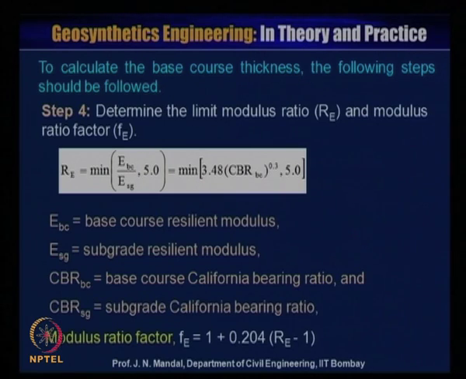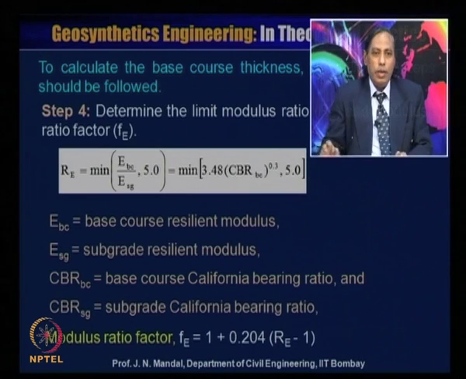Now, to calculate the base course thickness, the following steps should be followed. Step 4: Determine the limit modulus ratio, RE, and the modulus ratio factor Fe. RE is the minimum of E_BC by E_SG, and 5.0, which is equal to the minimum of 3.48 CBR_BC to the power 0.3, and 5.0. E_BC is the base course resilient modulus, E_SG is the subgrade resilient modulus, CBR_BC is the base course California Bearing Ratio, and CBR_sg is the subgrade California Bearing Ratio. The modulus ratio factor Fe is equal to 1 plus 0.204 into (RE minus 1).